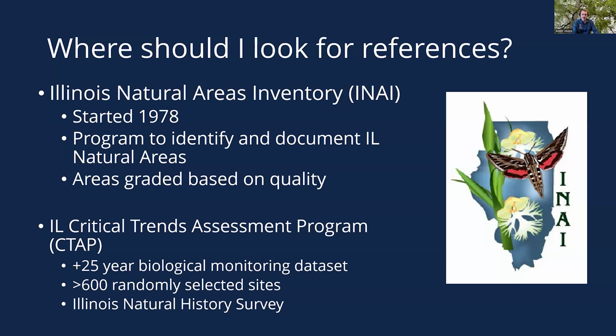There's also the Illinois Critical Trends Assessment Program. All this data may not be public, but this program has kind of served as a continuation of the natural areas inventory, but really looked at monitoring the changes over a course of about 25 years in over 600 sites within the state. This is performed by the Illinois Natural History Survey. And if you're interested in performing long-term studies on some of these sites, this might be a good resource for you as well.